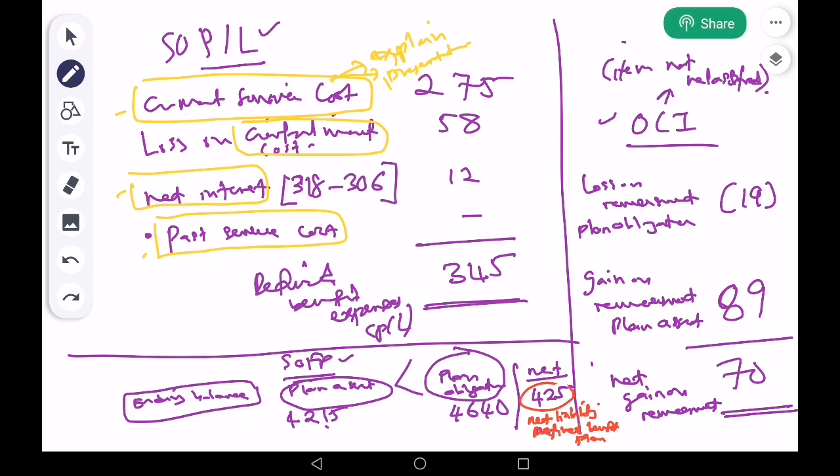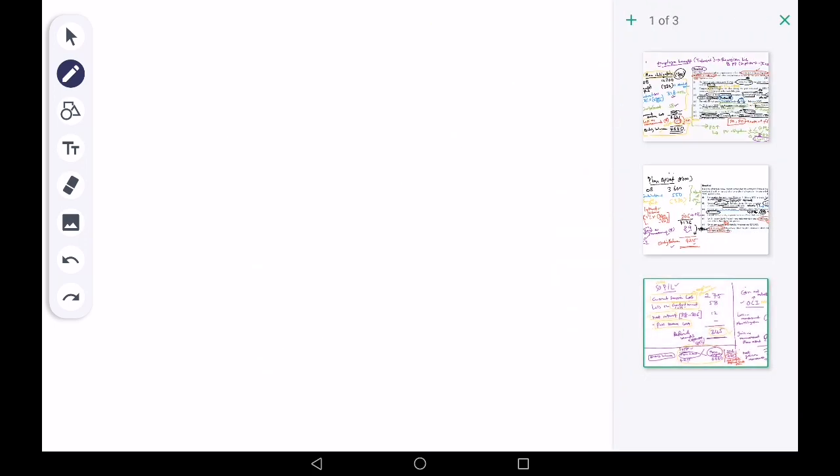Class, all these calculations are considered in the disclosure notes, because at the end in SOPL only the figure 345 will appear. So the detail of the 345 we see in the notes to the financial statements. Same goes for OCI. This is only in the notes. Same goes for SOFP, because all this is under disclosure as well. So that's all on employee benefit.